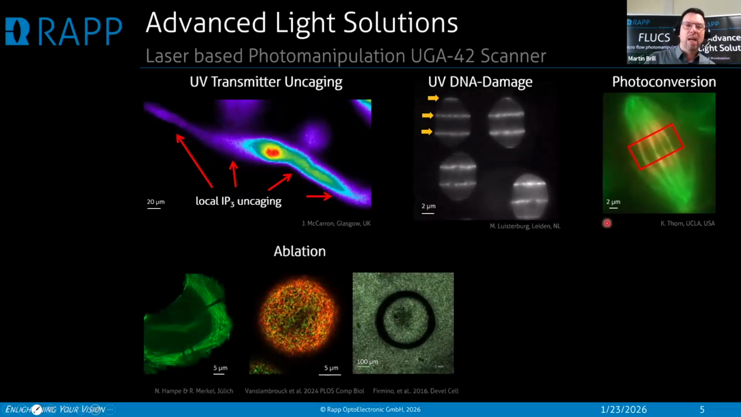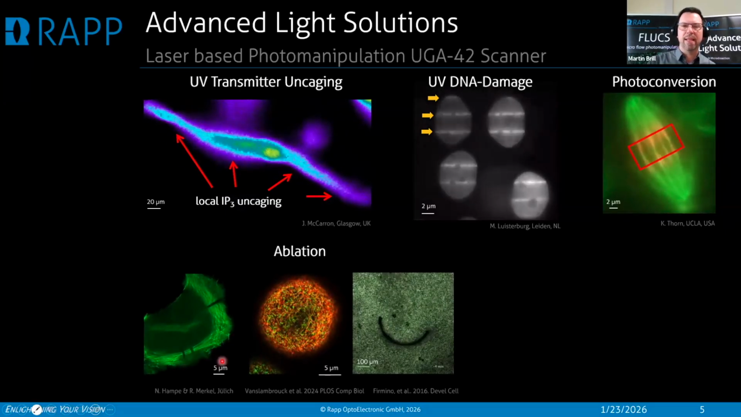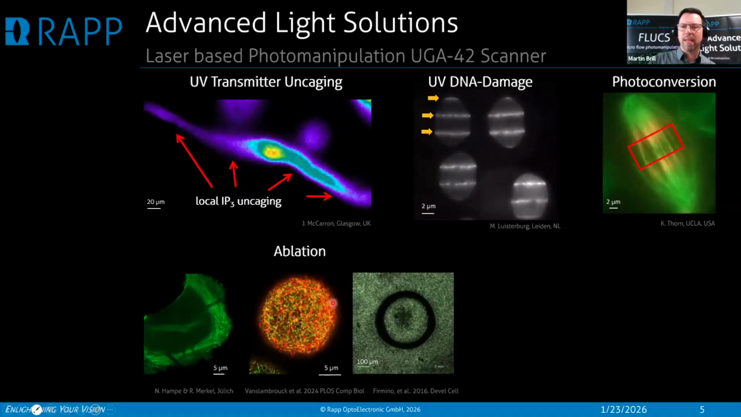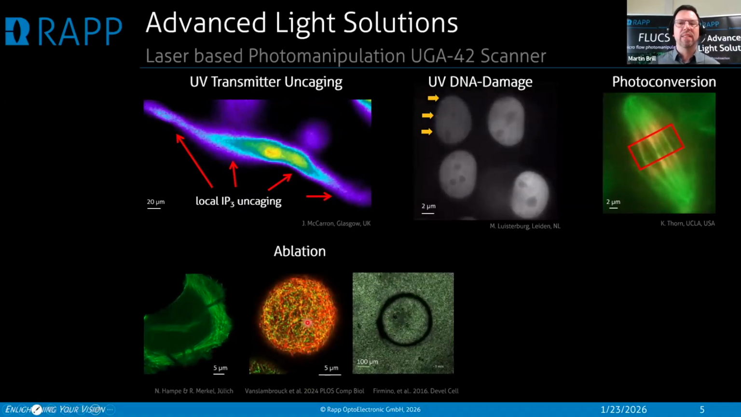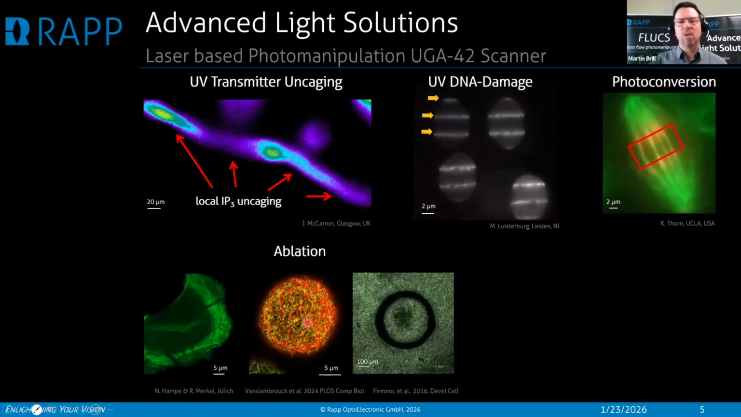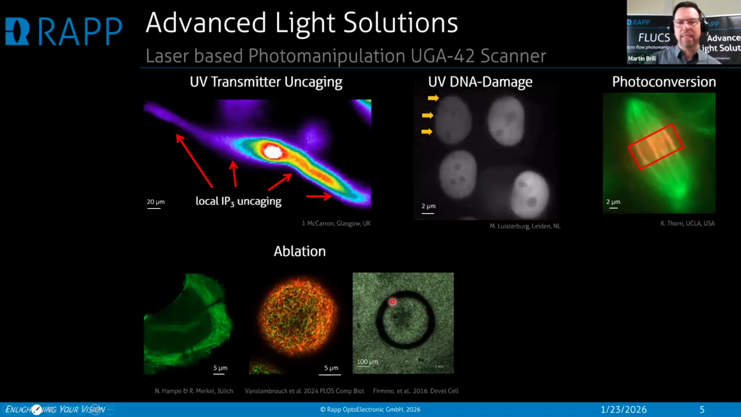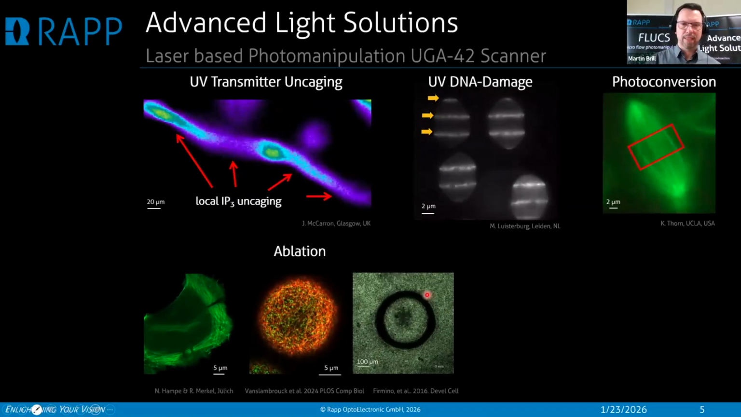Then, as I mentioned, ablation, we can cut actin filaments. We can see here typical applications like cortical laser ablations as validation for cell surface tension and interference of that, and even coarse applications where here development of gastrulation was analyzed.